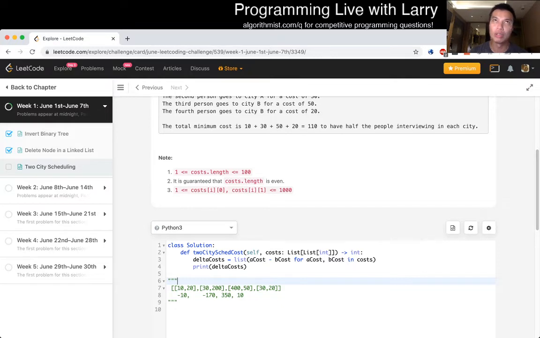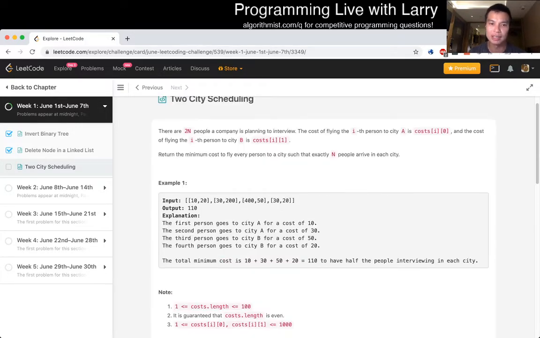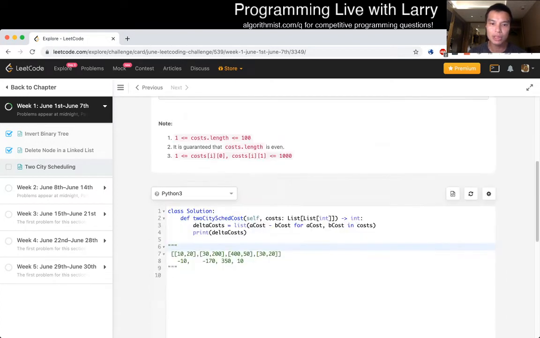greedy about the minimal cost for A, or is it the minimal cost for B, but we do want the total cost, right? So in that sense, maybe what we actually want is not just the delta of A cost, B cost. I mean, that's what this array tells us, but we want to start with the biggest difference that there is, right? So in this case, 350 is really expensive, so we definitely want to value B first.